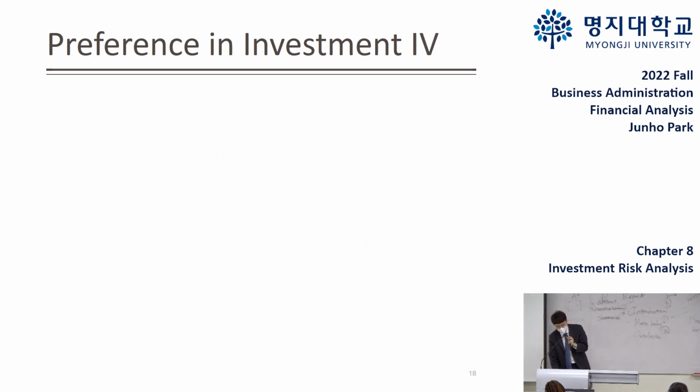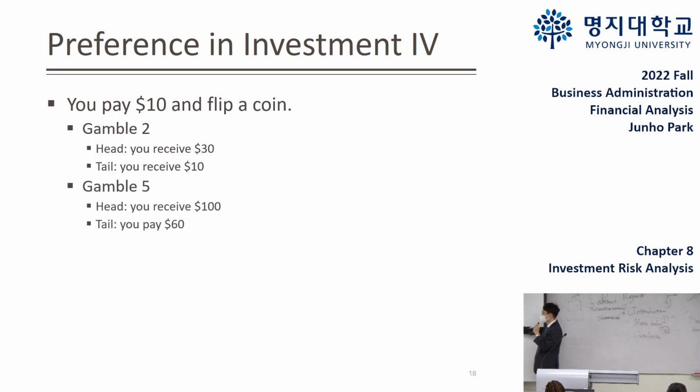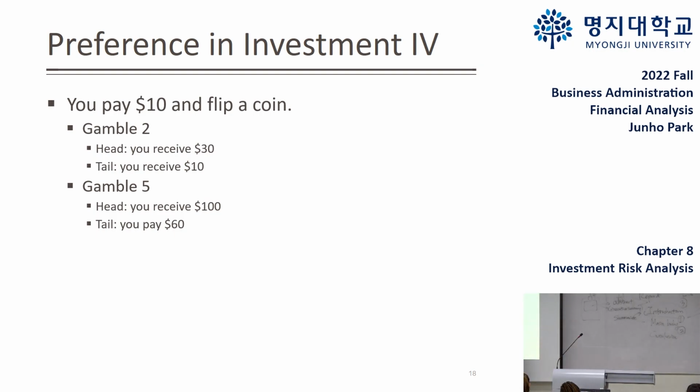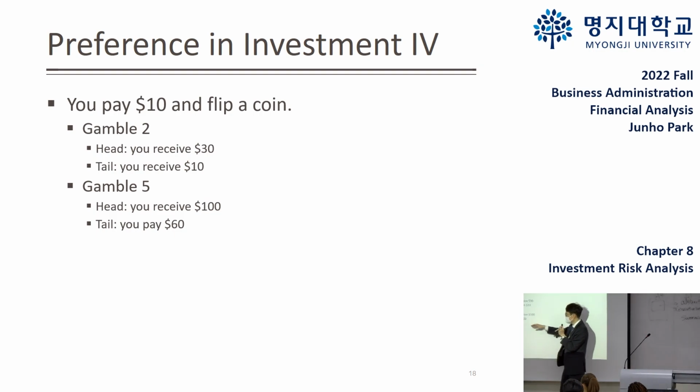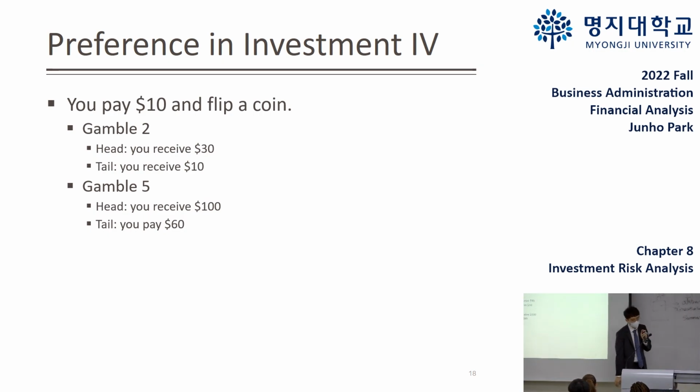And finally, we have the last question. Still we have the original option we chose, and the new gamble number 5 is: you pay $10. This is the same. However, you will receive $100. So this is a huge return, and then there is a penalty. You have to pay 60 if tails comes up. Therefore, it is a more extreme case. If we are making decisions purely based on the expected value and the volatility, then you have to choose this one. However, not all people are choosing this.